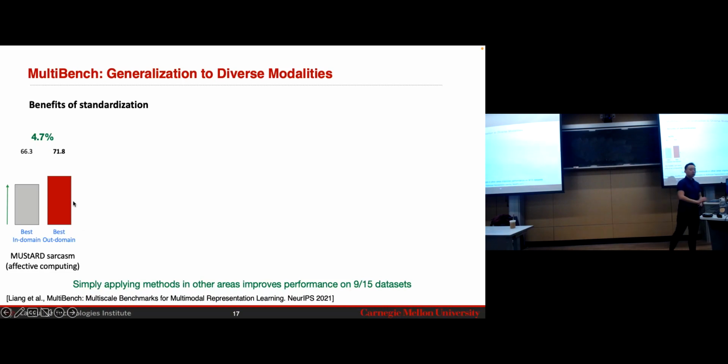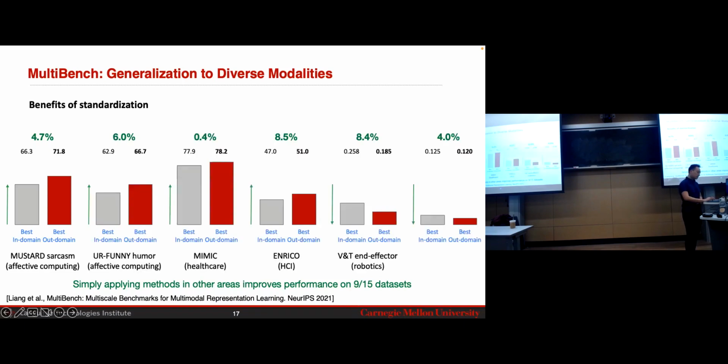And if you just take a model from some other research area that is more studied than sarcasm and apply it over, you already get 72% performance. So standardization across these different research ideas and the models actually helps you improve performance on some of these data sets. Specifically, we find this to be true for some of the relatively understudied ones like humor, healthcare, HCI, robotics, and so on.